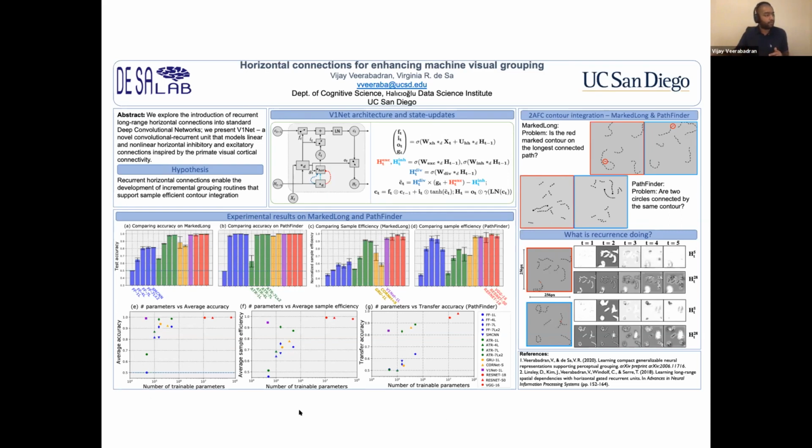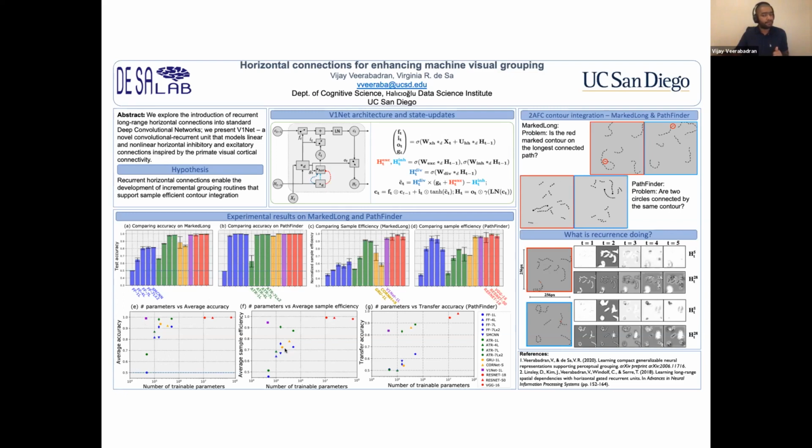And on the bottom over here, we're showing comparisons of accuracy versus number of parameters. Ideally, we would want really high accuracy with really low parameters. So the top left of this plot is sort of an ideal zone. And as you can see, this purple box is the V1net block, which has a really high accuracy on both tasks while having very few parameters.